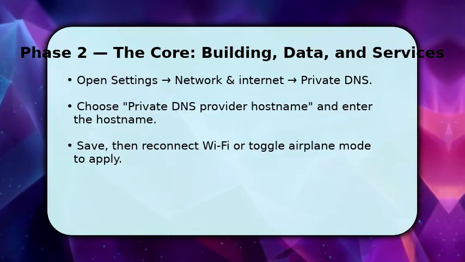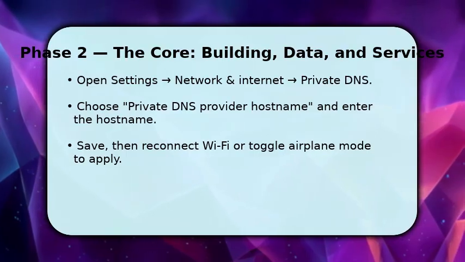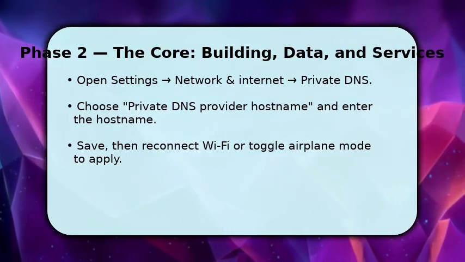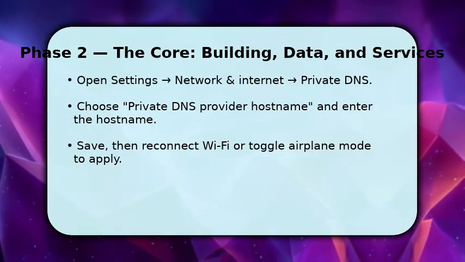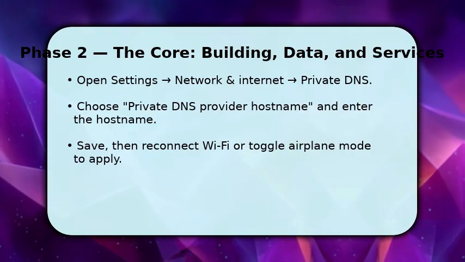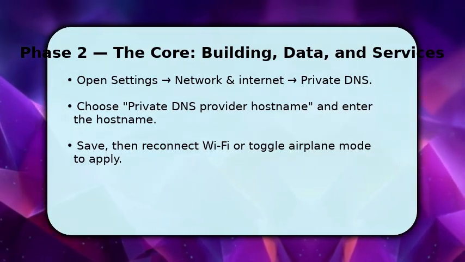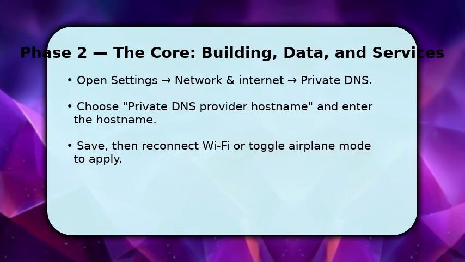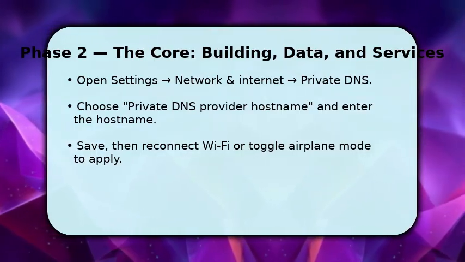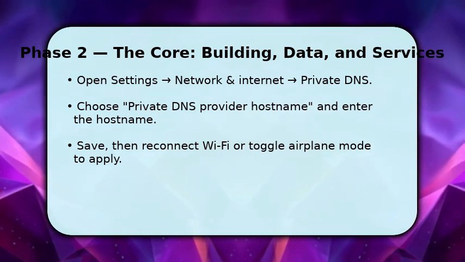Once selected, type the exact hostname provided by your DNS service. Examples include 1.1.1.1 or dns.google. Make sure there are no spaces and that the hostname supports DNS over TLS. After saving, reconnect your Wi-Fi network or toggle airplane mode briefly to force negotiation. This ensures the system authenticates and establishes an encrypted DNS channel for all apps.